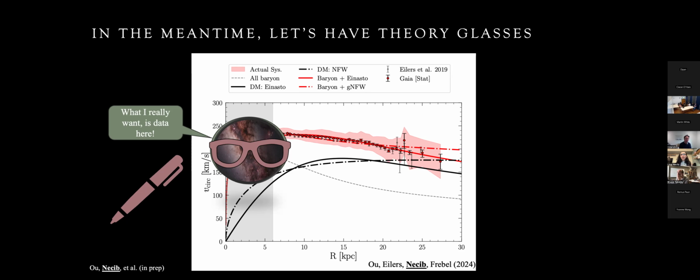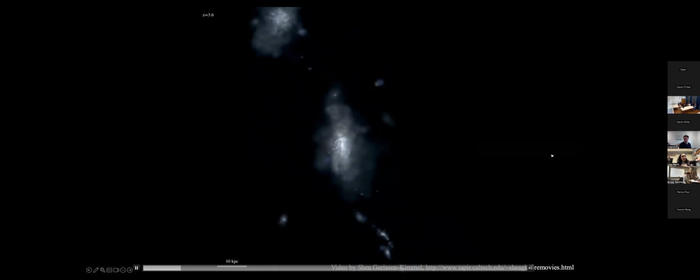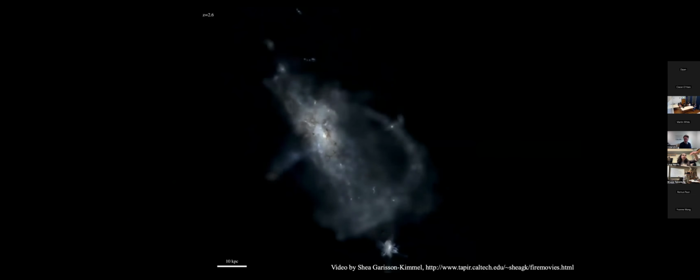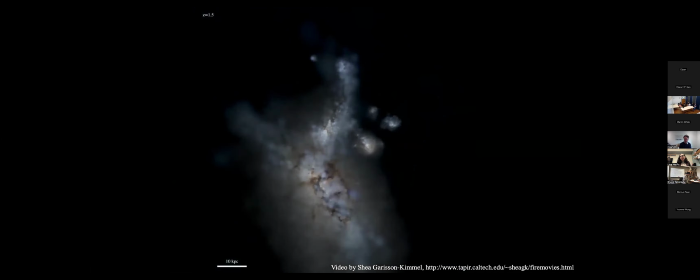For that, we're going to be using the FIRE simulation. I'm part of the FIRE collaboration, in which we provide zoom-in simulations of Milky Way-like galaxies. This is one of our galaxies, where we track these galaxies from early redshift all the way down to present day. We have about 13 of these, high resolution, based on the FIRE-2 physics.